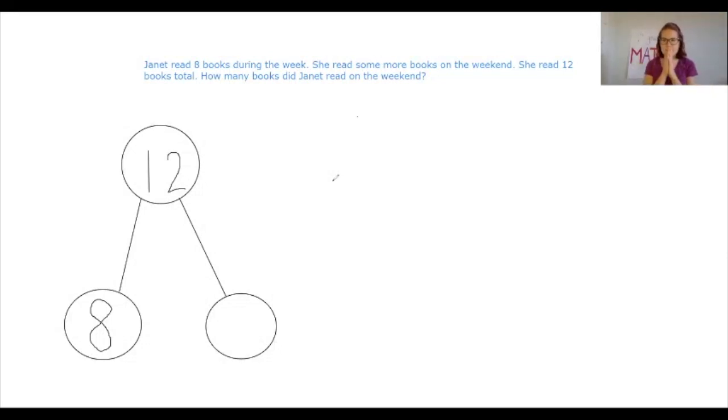I think I'm going to write this as an addition sentence with a missing part. So I have 8 plus, I don't know my other part, so I'm going to leave a blank, equals, what's our total? 12. Good. How could you figure out that missing part? I want you to take a minute to figure it out. I'm going to think. You think too.